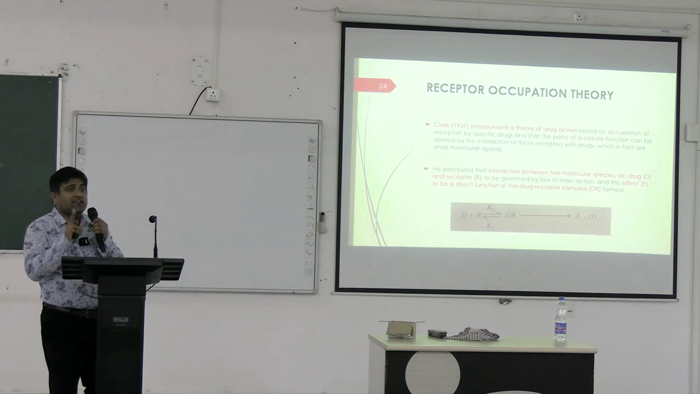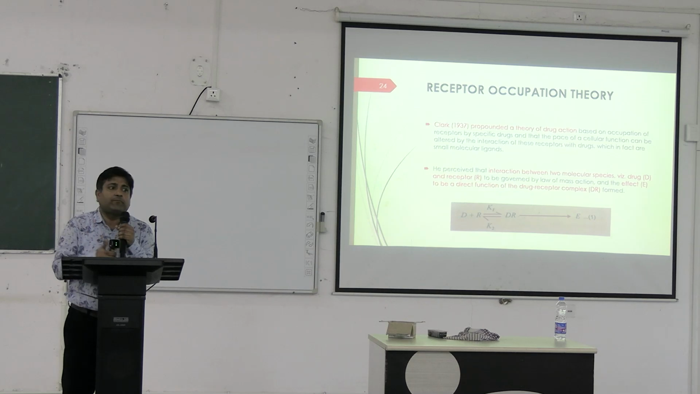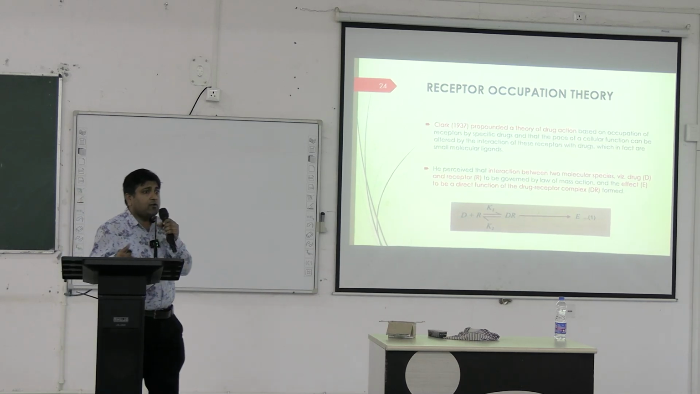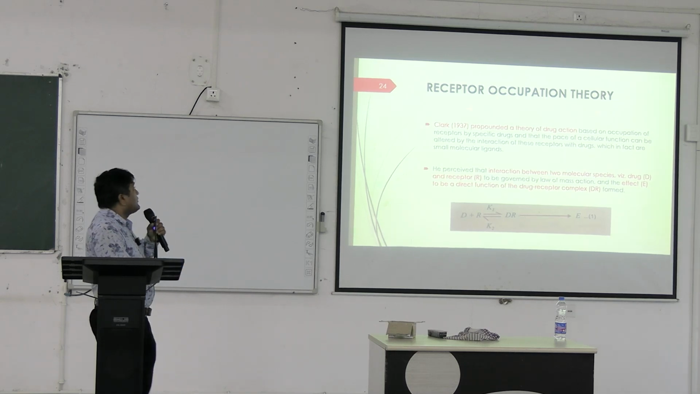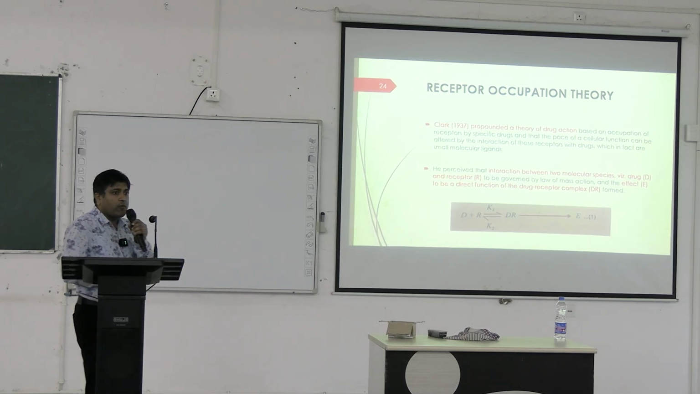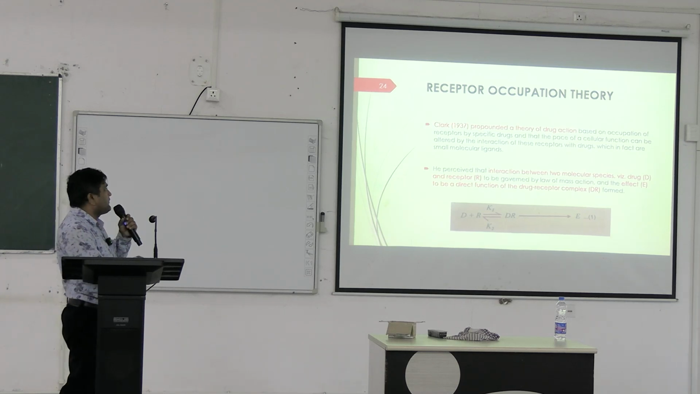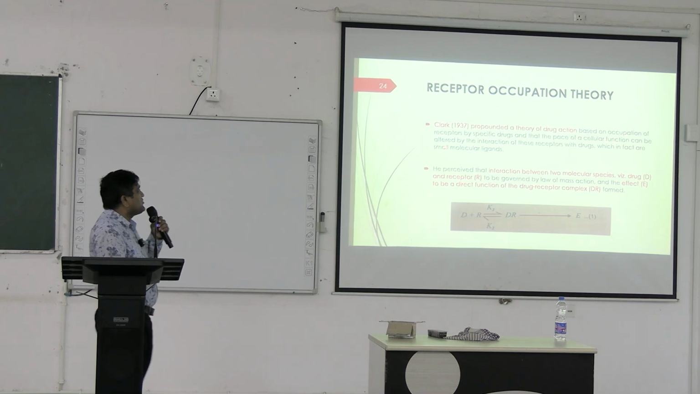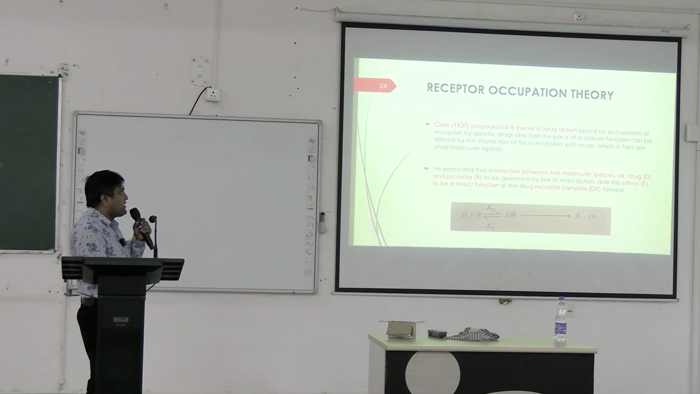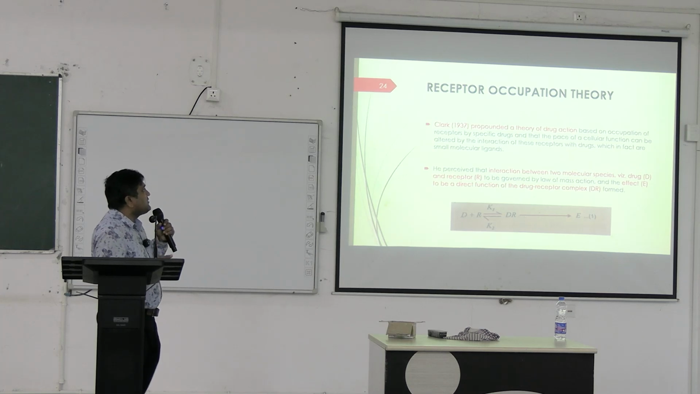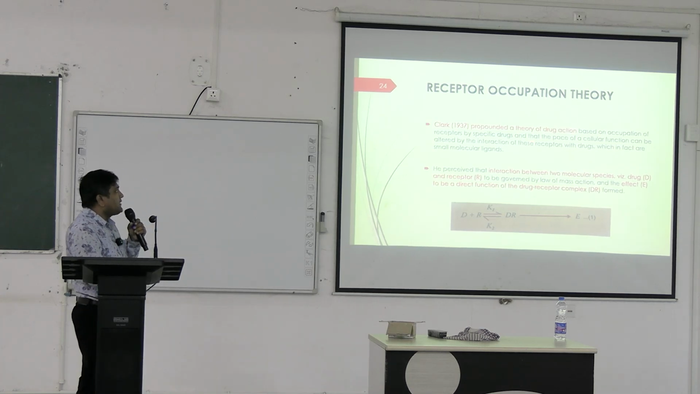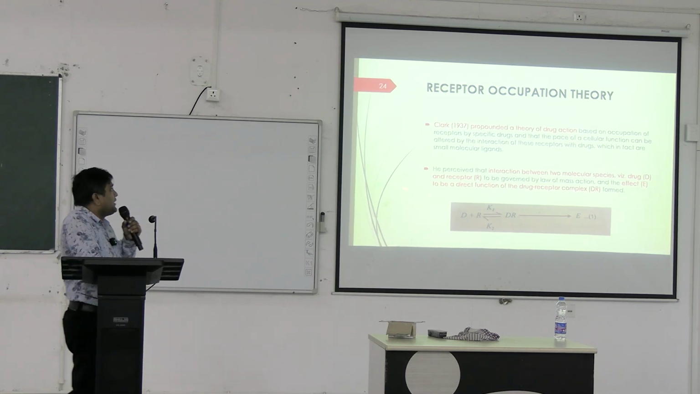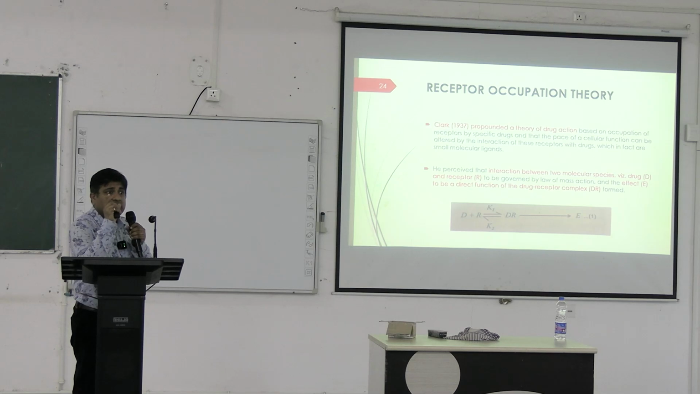Now, two theories are there on how the drug interacts with the receptor. Number one is the receptor occupation theory and the other is the two receptor state theory. The receptor occupation theory was propounded by Clark in 1937. He propounded a theory of drug action based on the occupation of receptors by specific drugs, and the pace of a cellular reaction can be altered by the interaction of these receptors with drugs, which in fact are small molecular ligands.